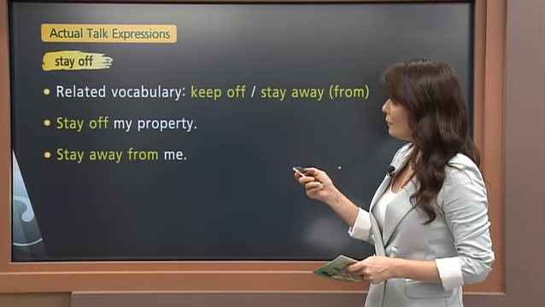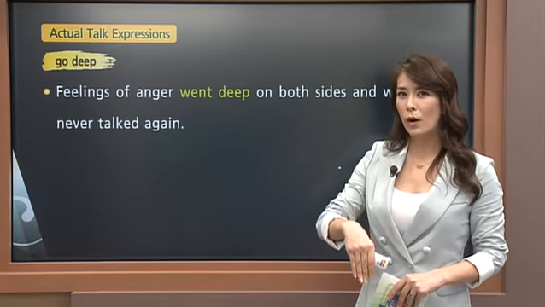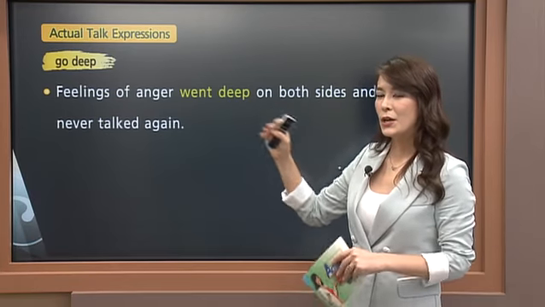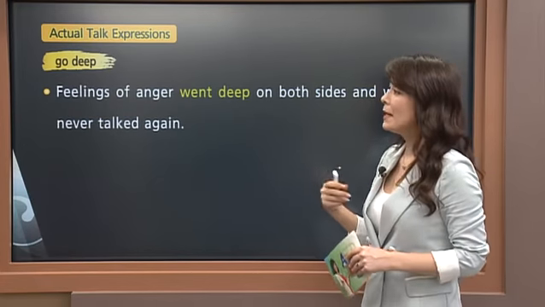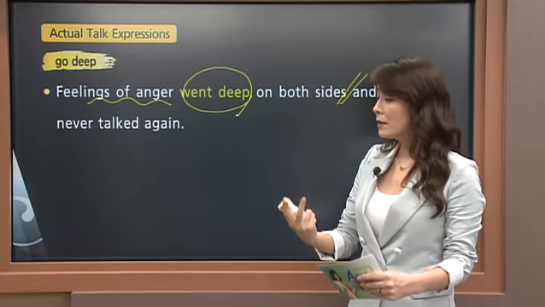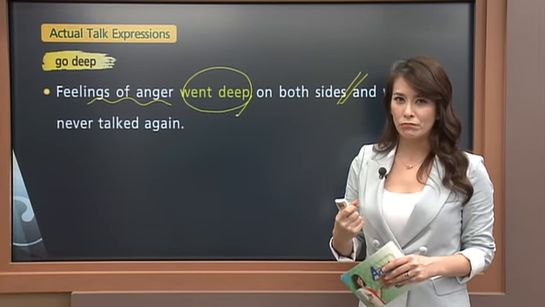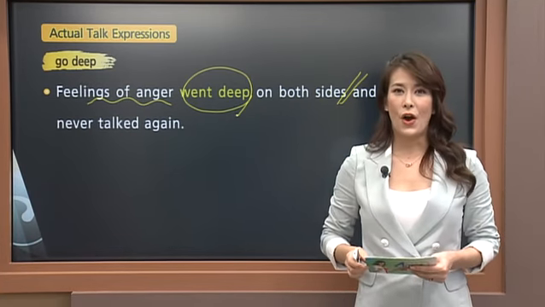All right, and we do have one final one ready for you, go deep. Of course, you can go deep underwater, right? Go very down, deep down into the ocean. But go deep means what? To go overboard. 오버하다, right? Remember? To go over the limit. So you can say, feelings of anger went deep on both sides, and we never talked again. So you can say a noun went deep. Okay, a person can go deep by talking about something, but in this case, feelings of anger. My anger. I was so angry. Feelings of anger went deep on both sides and we never talked again.